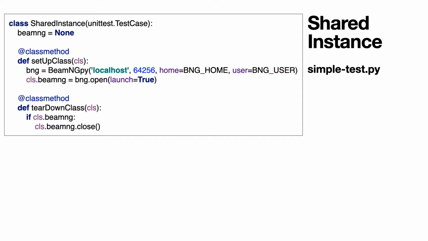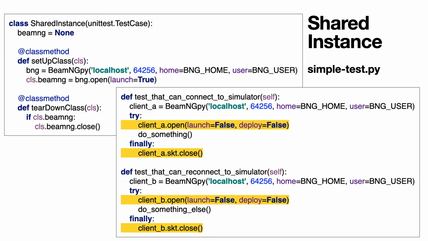Now in our test, we are still going to need to access this instance of the simulator. What we can do is to again instantiate this BeamNG class, but instead of calling open with launch equal true, we call open with launch equal false and deploy false. And why do we do so? Because in doing so, the library knows that it needs to connect to a server listening on localhost port 64256 without the need to spawn another process. So this is basically connecting to a running simulation.